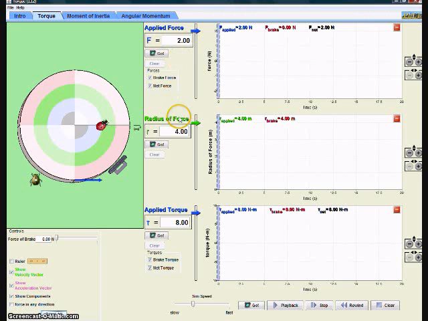The equation for torque is script T equals radius times force. Therefore, torque is directly proportional to radius and directly proportional to force. We can see this in the simulation.